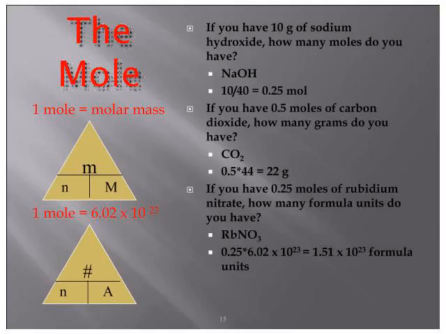So rubidium nitrate is RbNO3. You had 0.25 moles. We multiplied it by Avogadro's number, and we found out that we had 1.51 times 10 to the 23rd formula units. That's a very big number. That's why we use scientific notation.